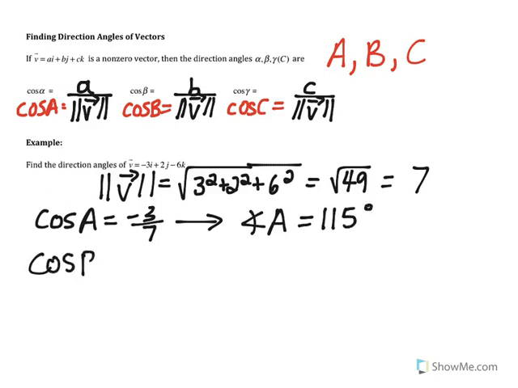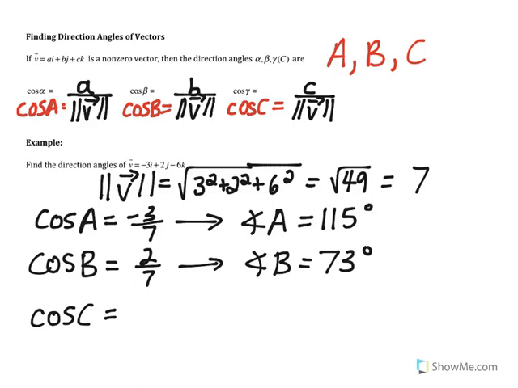Then we're going to do the same thing for the other angles as well. Cosine B is 2 over 7. So angle B is going to be 73 degrees. Again, plug in your calculator, inverse cosine, or second cosine of 2 over 7. And then cosine C is going to be -6 over 7. So angle C, cosine inverse of -6 over 7 will be 149.